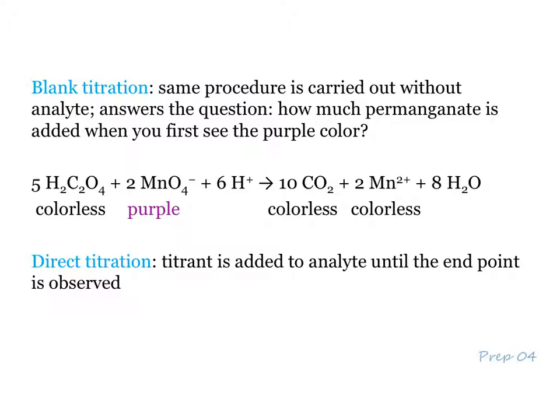A blank titration can help us minimize the titration error by answering the question, how much permanganate do I need to add to the solution before I can detect the purple color? Both the regular titration with oxalic acid present and the blank titration without the oxalic acid are examples of direct titrations. We're going to add titrant to the analyte until the endpoint is observed.